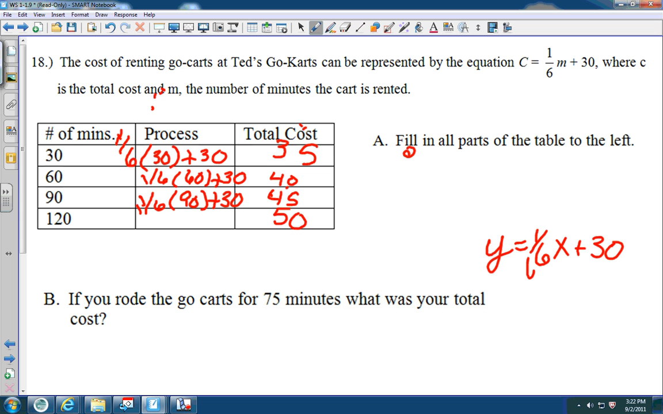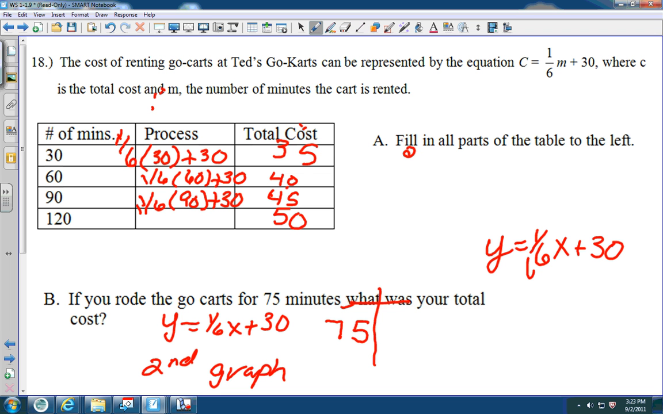Now, if you rode the go-karts for 75 minutes, what was your total cost? So what would happen if x was 75? I go in my calculator and press y equals, put in 1/6 x plus 30, and press second graph. Then I can look and see where x is 75. I get 42.50. Well, you can go 1/6 times 75 plus 30 and get the same answer.